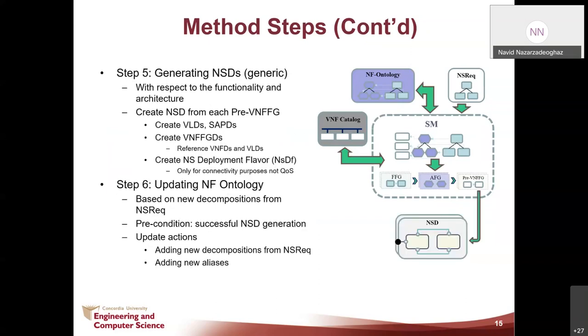So, as I said, each pre-VNFFG can be a potential solution. For each pre-VNFFG, we generate a generic network service descriptor because it has all the VNFs that can compose the network service. I call it generic because it is just with respect to functionality and architecture, a composition of architectural blocks, not the networking part and not the virtual ones. In this step, we design the virtual links, we design the service access points, and we generate the descriptors. And we generate the VNF forwarding graph descriptors as well.